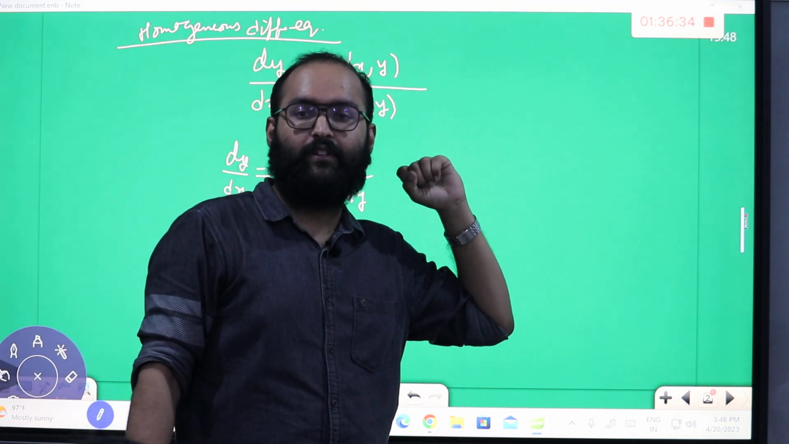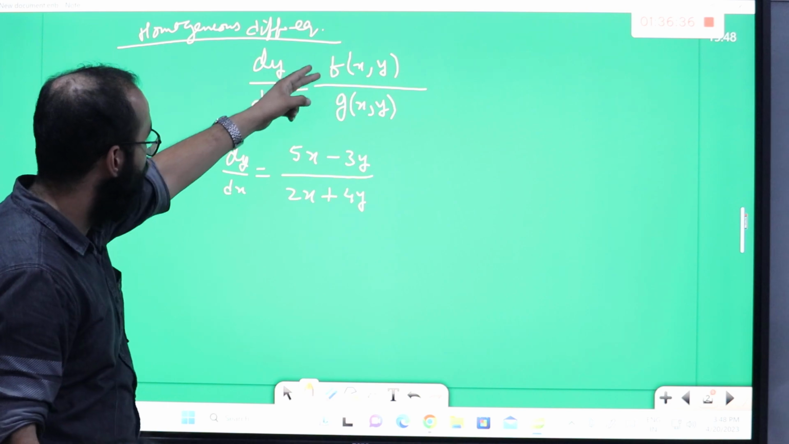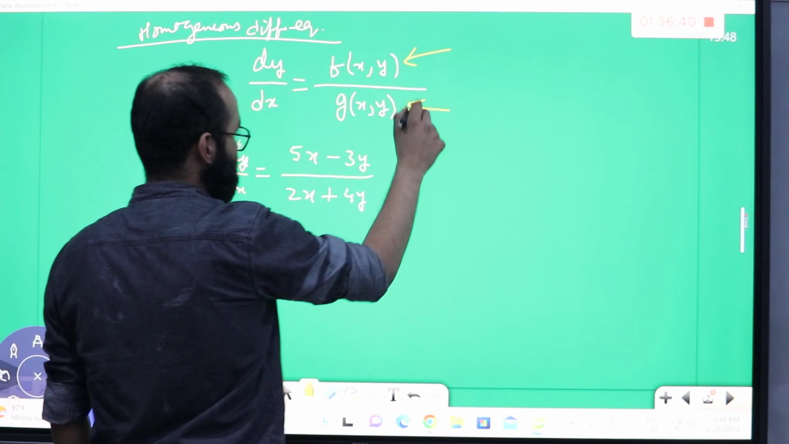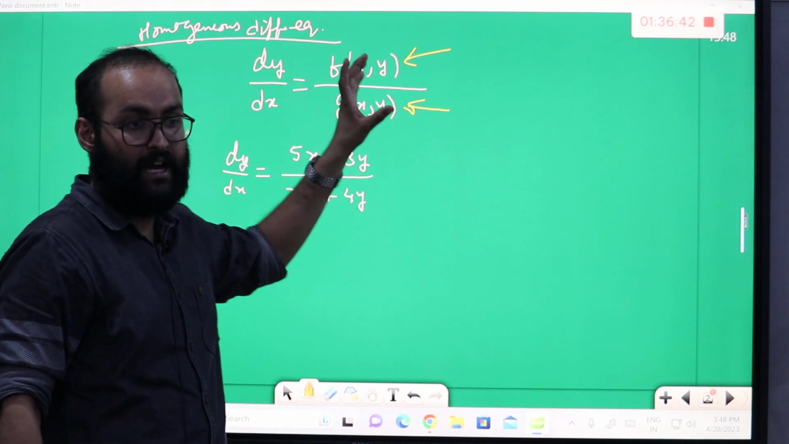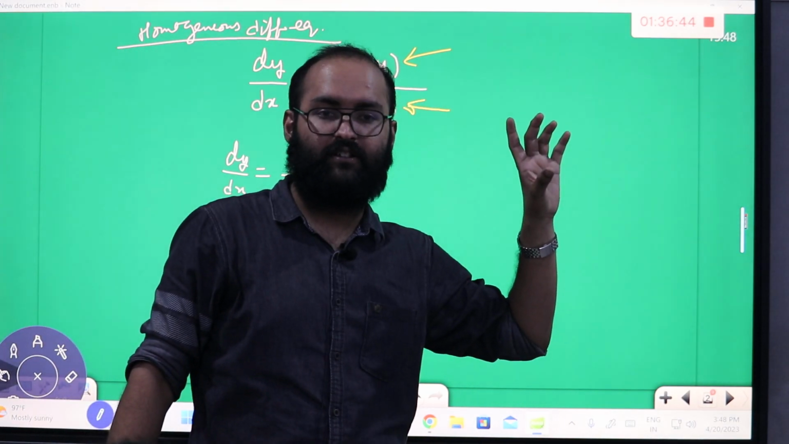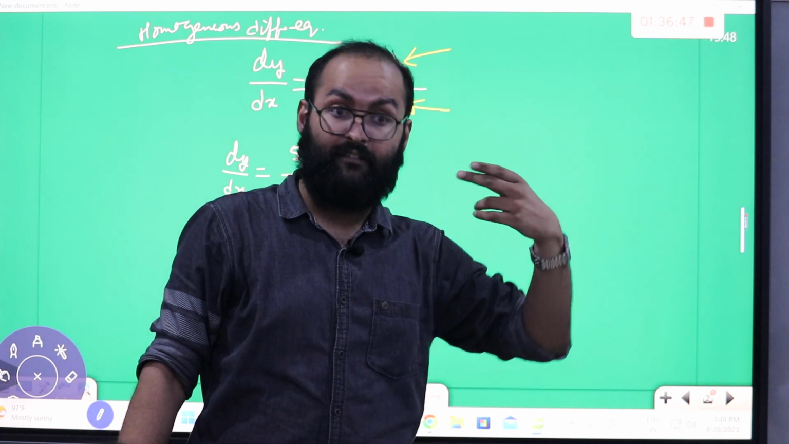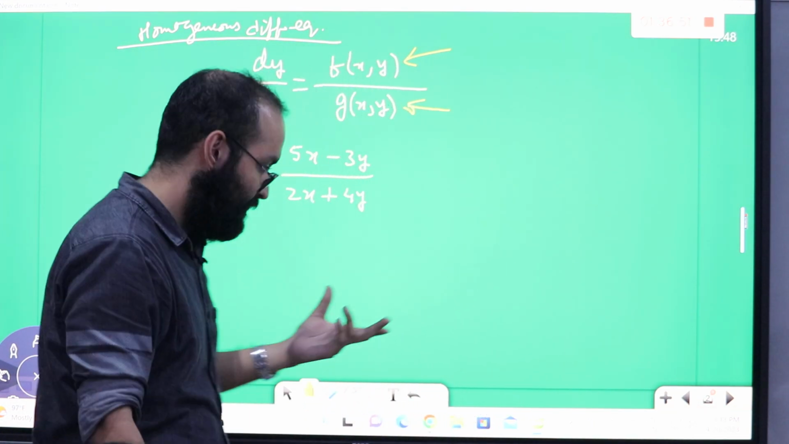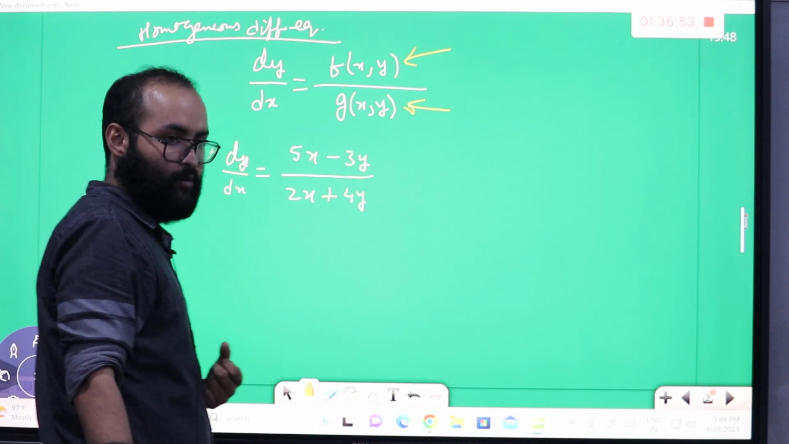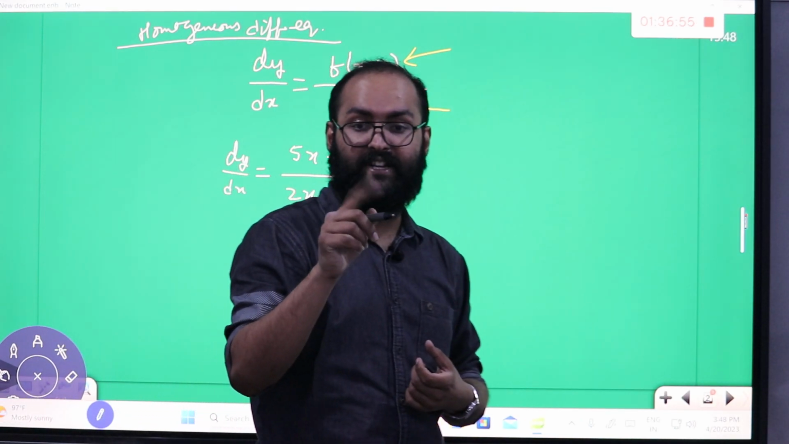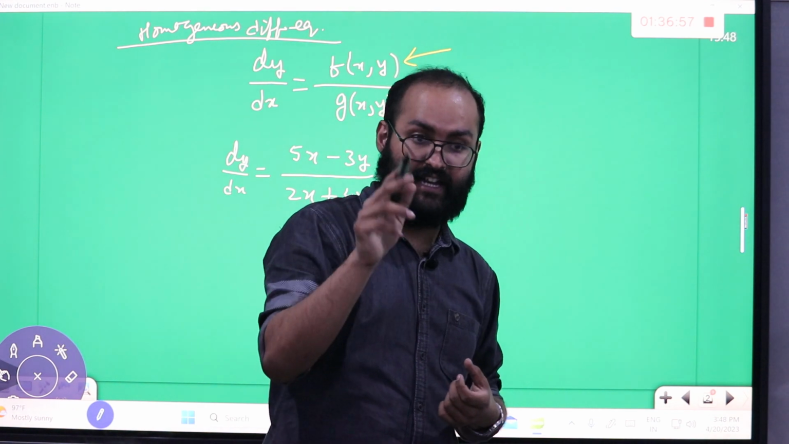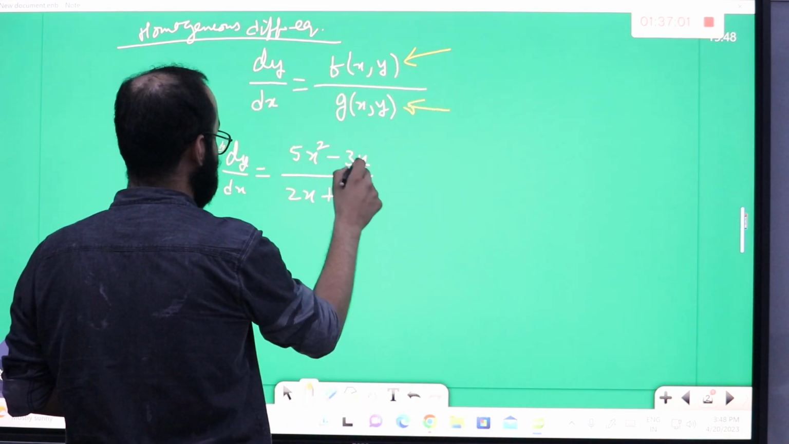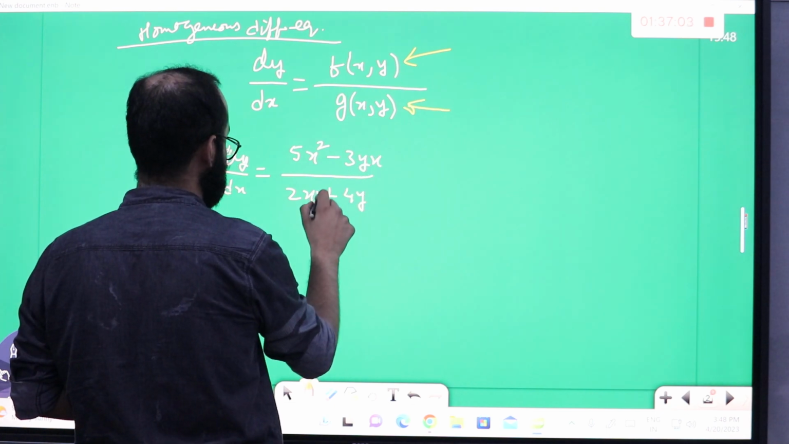When both f and g, both of them are homogeneous functions of x and y of the same degree, of the same degree. Clear?